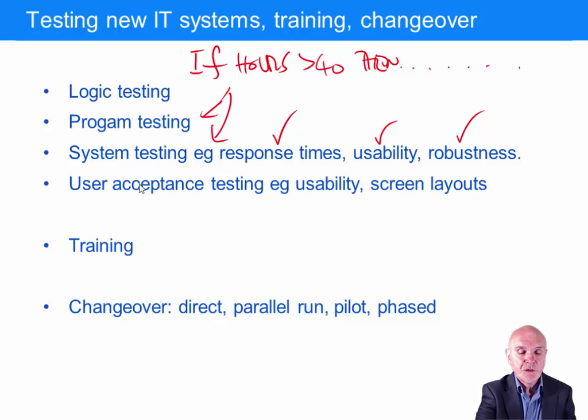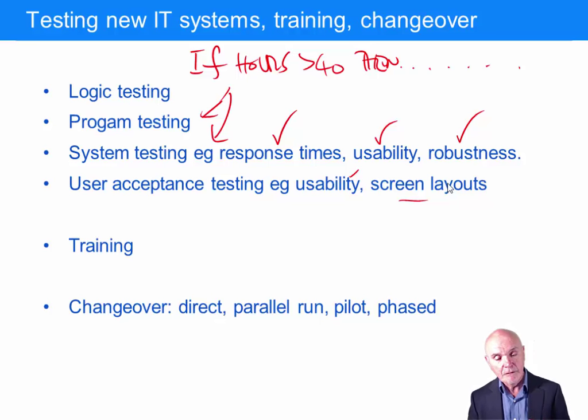And then we should have user acceptance. Do they find it is usable? It's not really up to the programmer to say it's usable. It's open to people who use it every day. Are they happy with the screen layouts, etc., etc., etc.? And that's what we need.